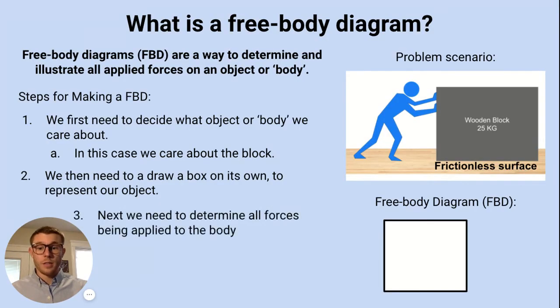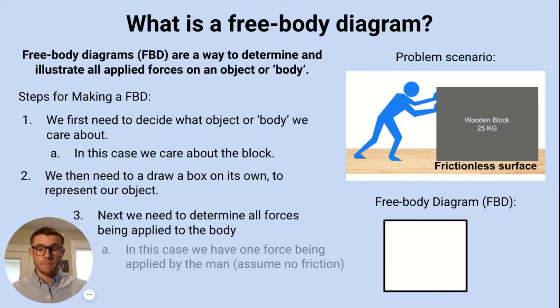Our third step here is we need to determine all the forces which are being applied to the body. So in this case, we have one force which is being applied by this blue man. He's pushing on the block to the right. We're assuming that there's no friction here because it states frictionless surface on the bottom.